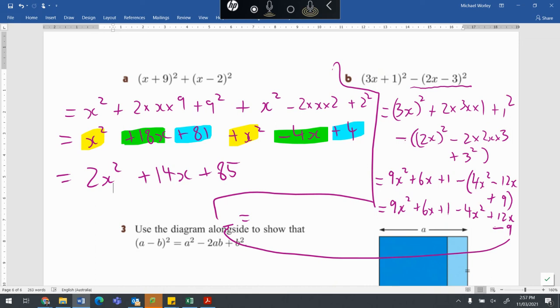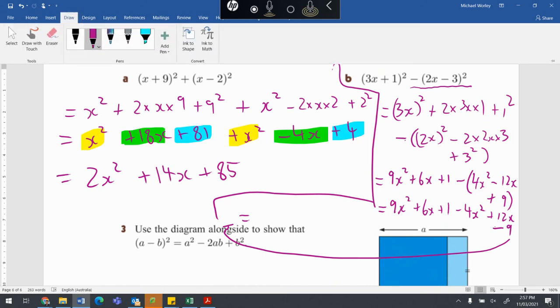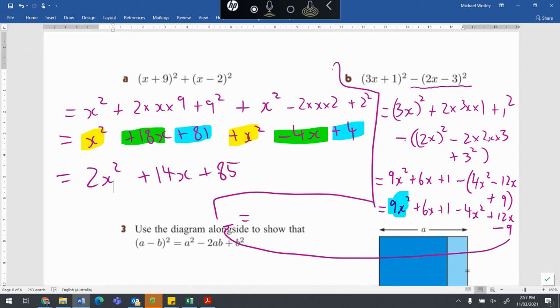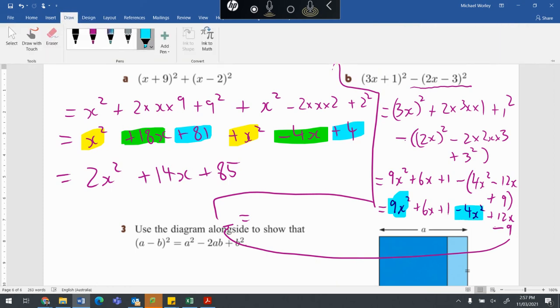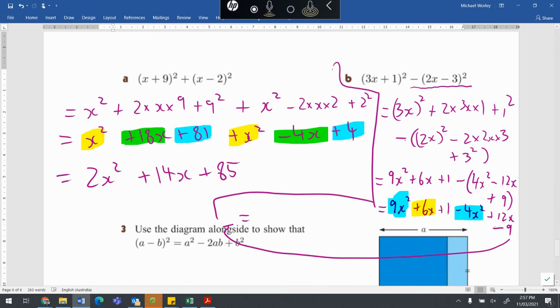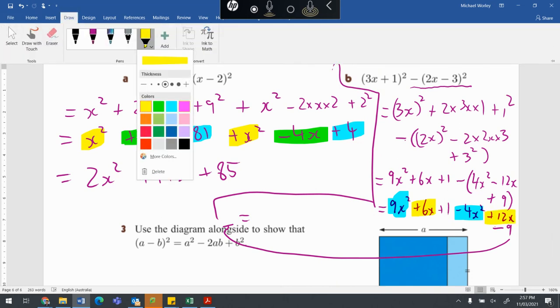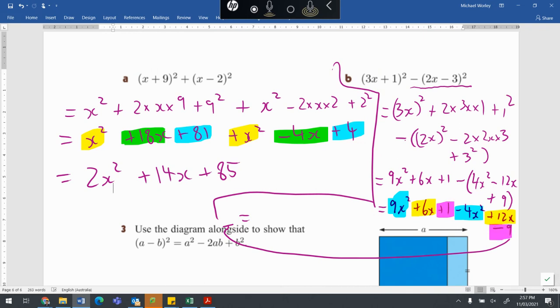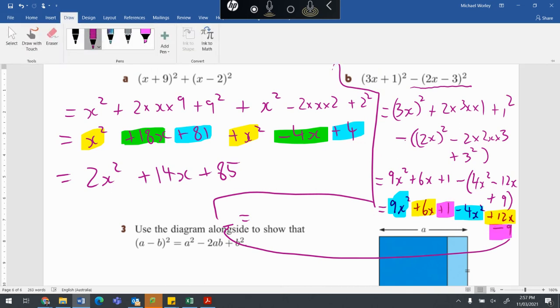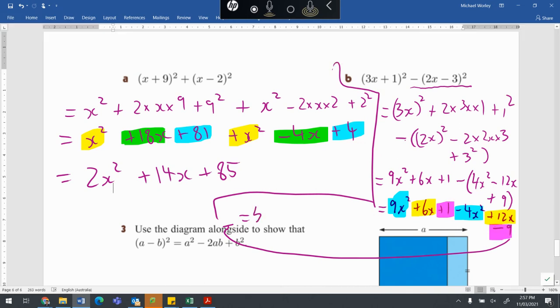Let's collect some like terms, hey? What are our like terms? Those two things are like terms. Those two are like terms. And what else? That's a like term with that one there. So we've got 5x squareds. We've got 18x. And we've got plus 1 take 9 minus 8.